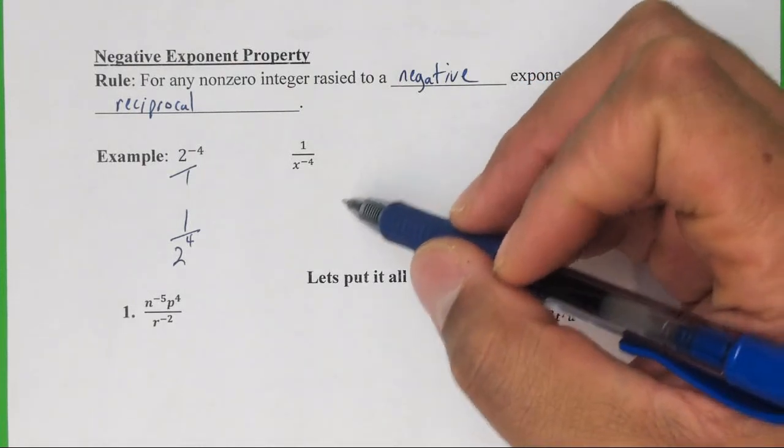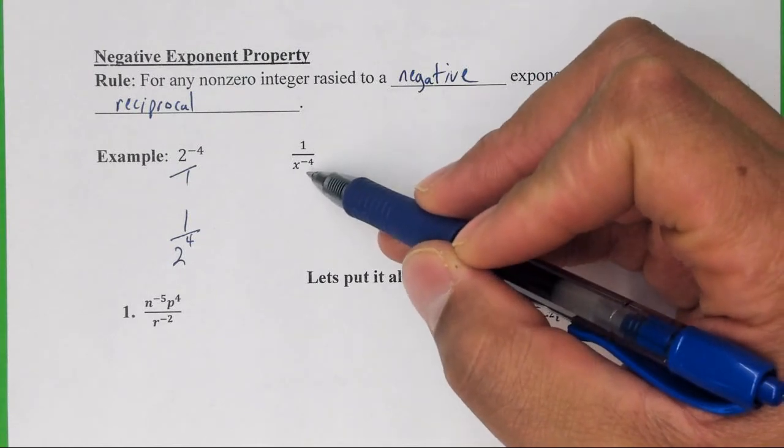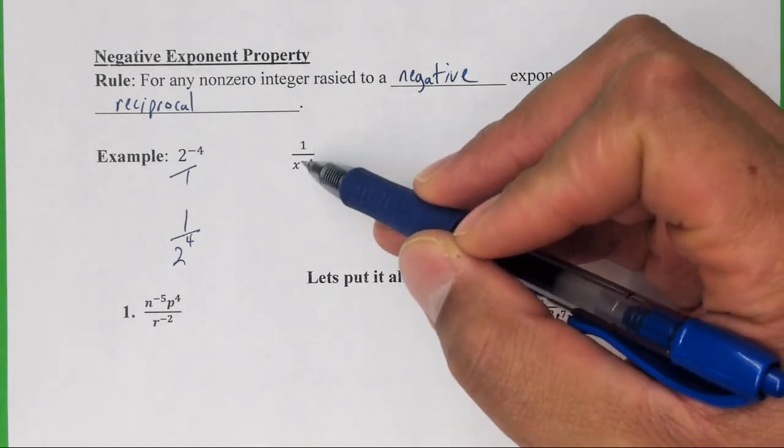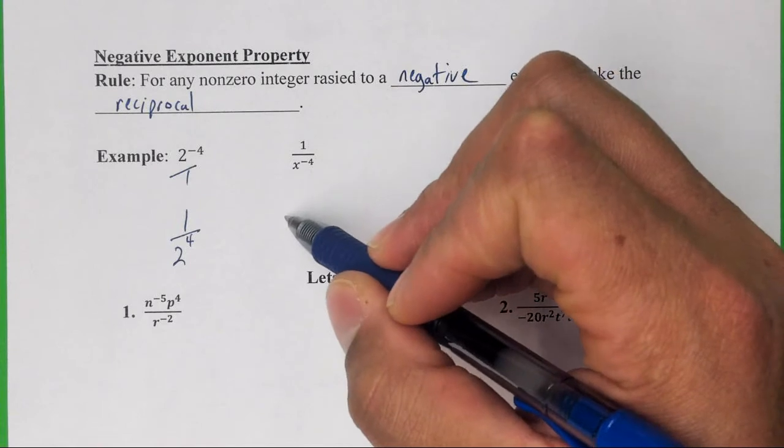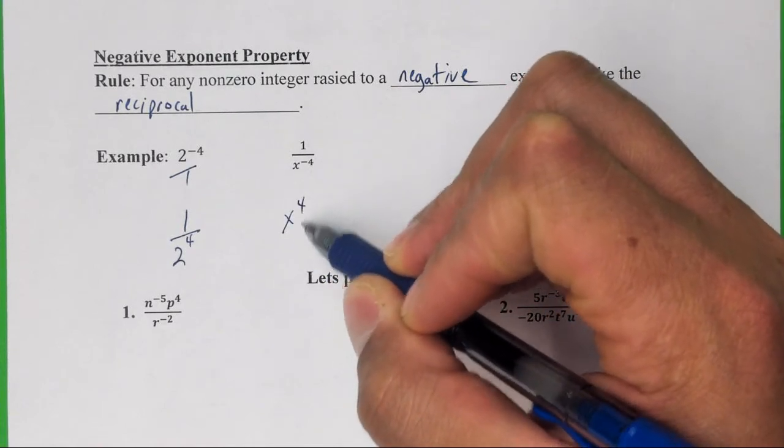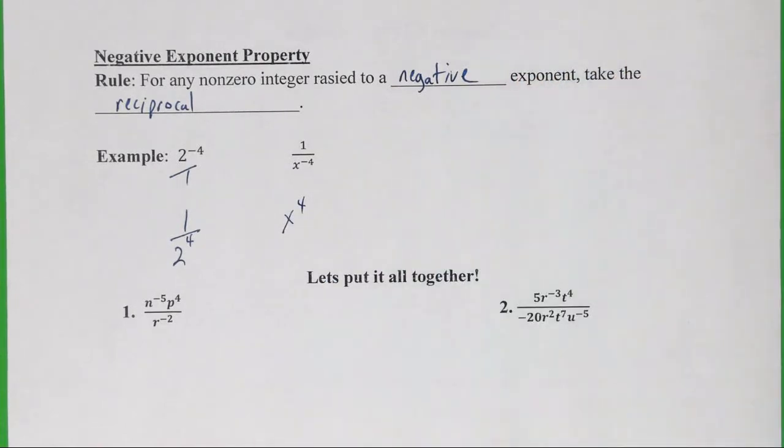Now, the other side of the coin is if we have something like 1 over x to the negative fourth. Well, that reciprocal is going to flip in the opposite direction. So now we'll have x to the positive 4 over 1. But again, we don't need to write the over 1. It can just be implied.